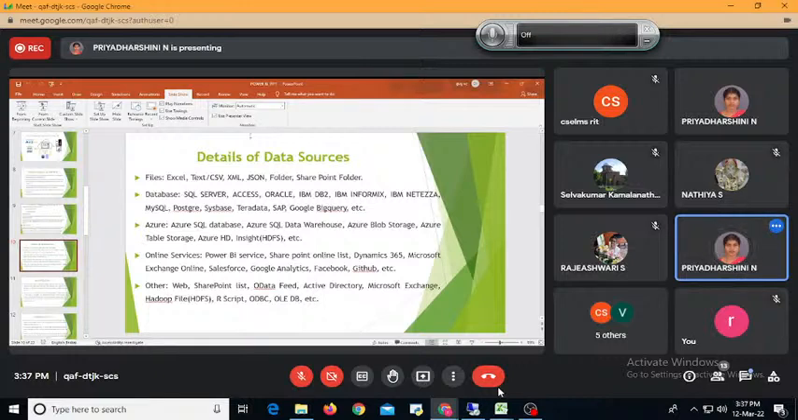Online services, of course, this is very important and a very useful way of using the BI. That is, Power BI service is available online. It is SharePoint Online list, Dynamics 365, and then Microsoft Exchange Online. So all these things are available along with GitHub to take the services. And the other things are like web, SharePoint list, data feed, Active Directory, Microsoft Exchange, and other things where you can retrieve your data sources.